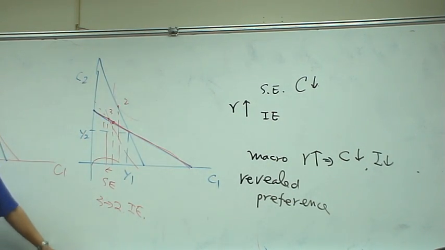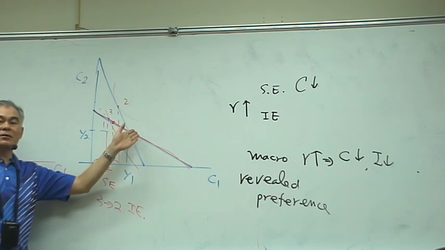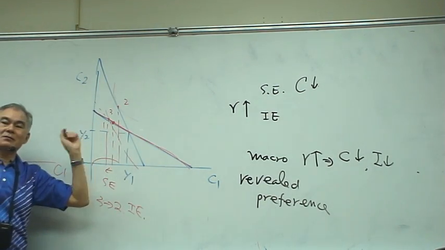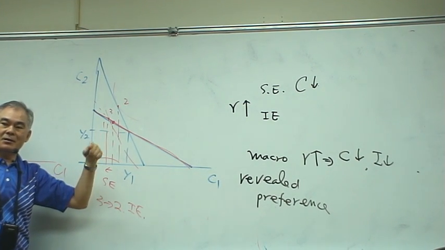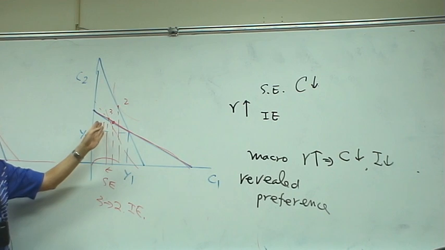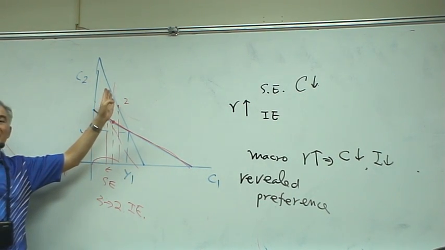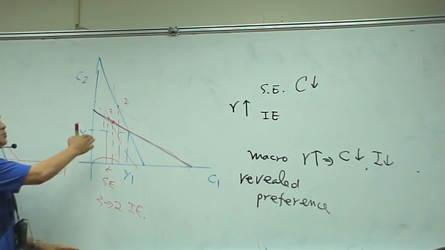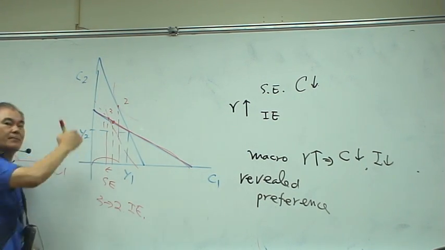So what does that mean? That means it reveals that your preference has to be here. That's the reason I say if a person is a lender, a saver, if the interest rate goes up, he will continue to lend, continue to save. So the choice is here, okay?